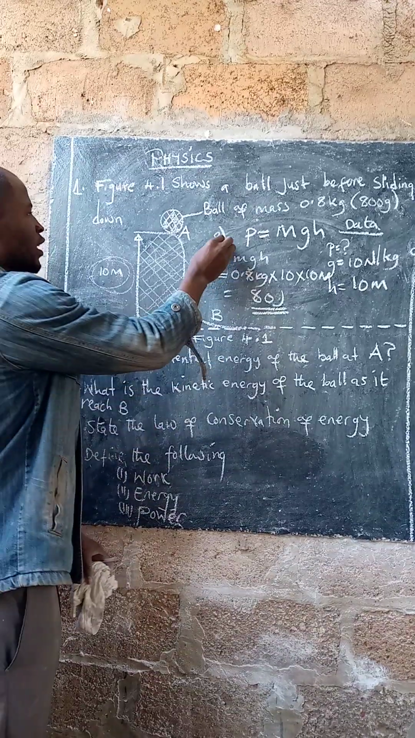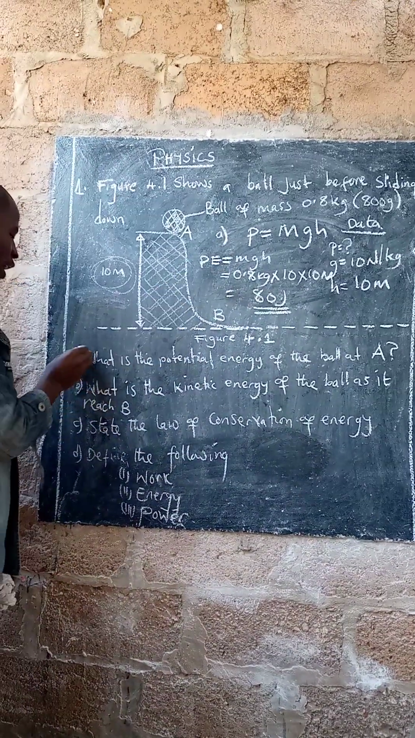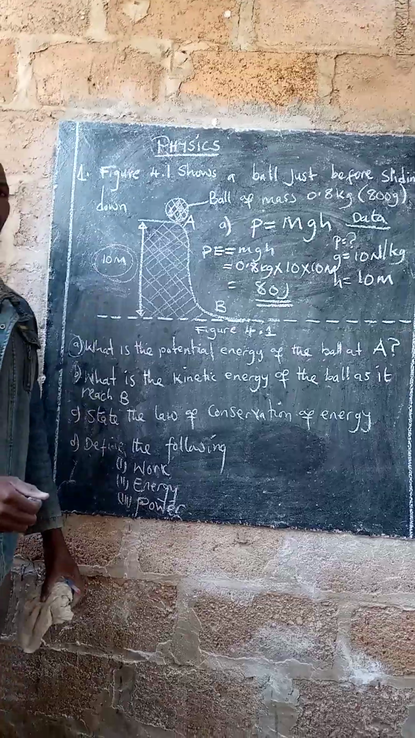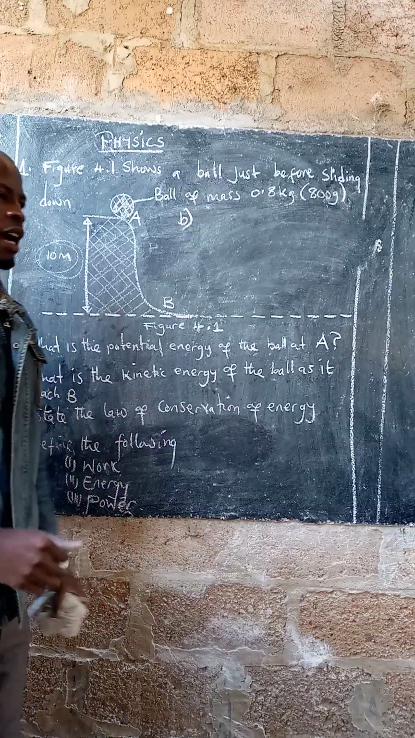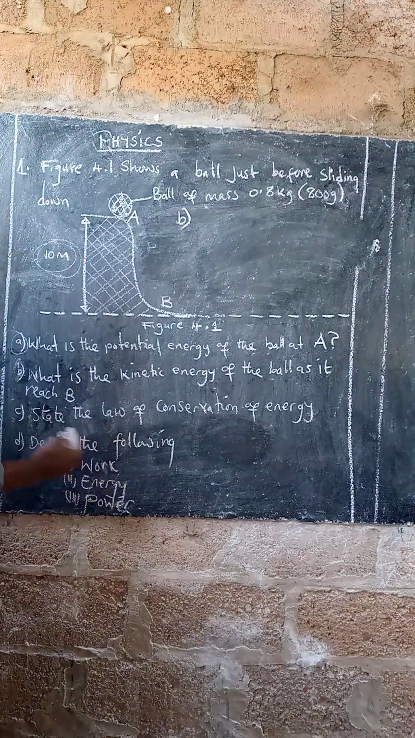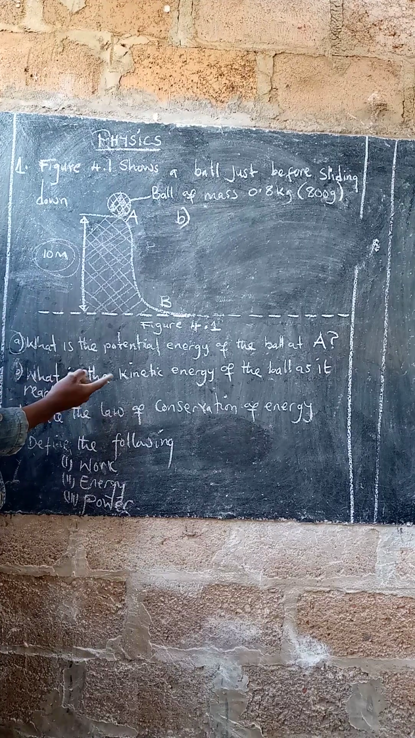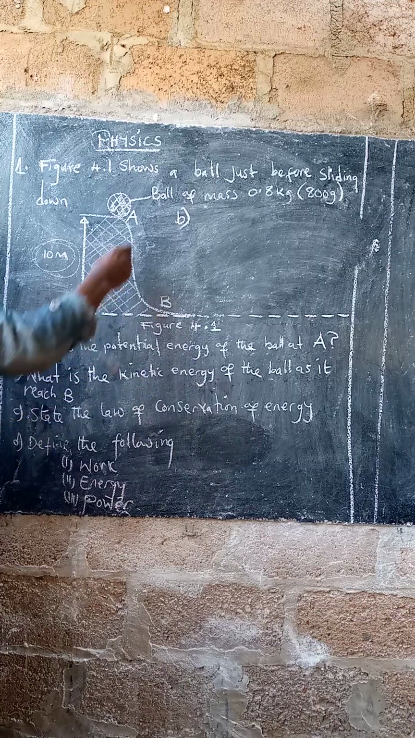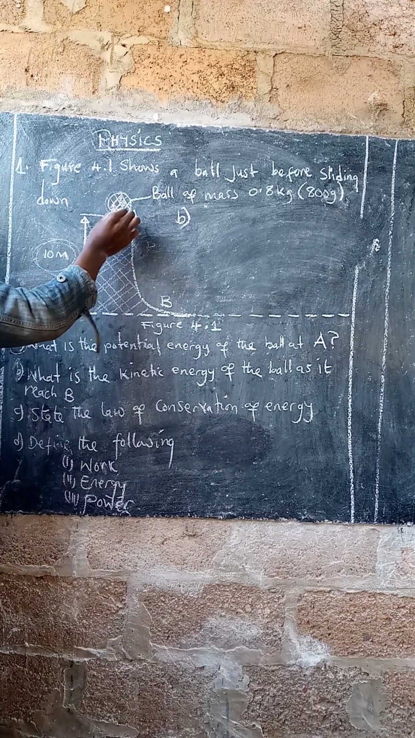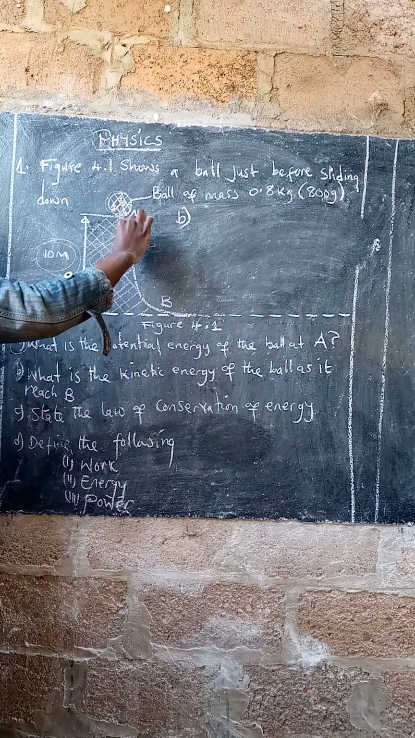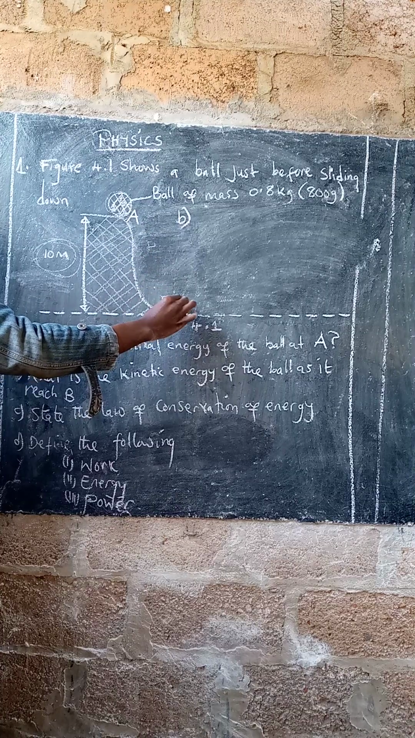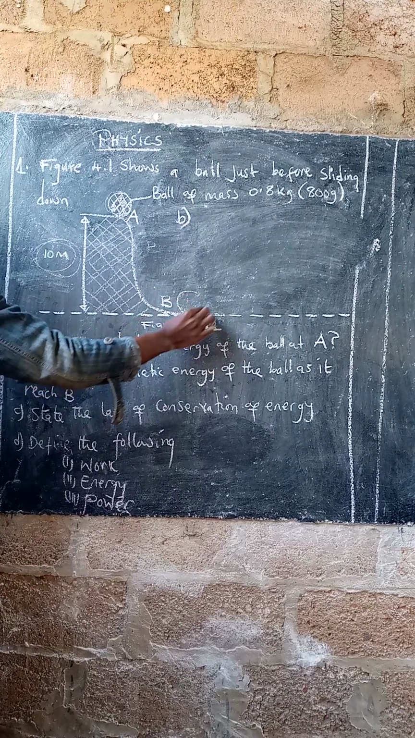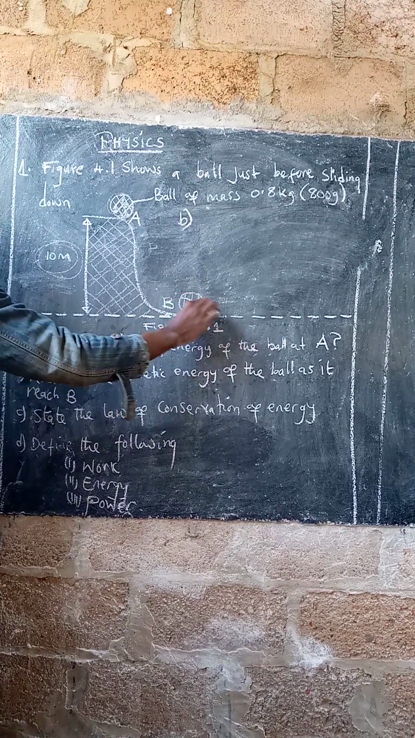Okay, so that was the solution for question A. Now we are going to find the solution for B. What is the kinetic energy of the ball as it reaches point B? Meaning that the ball is here on point A, and now it is rolling down the slope. Is it clear? Now we want to calculate when it reaches point B.